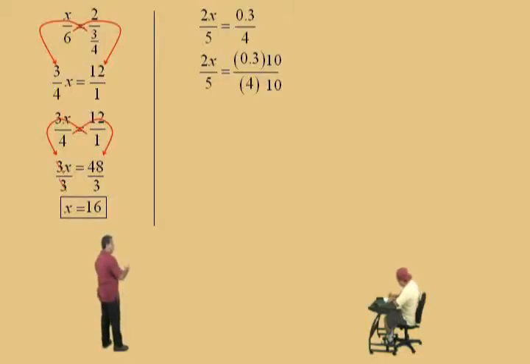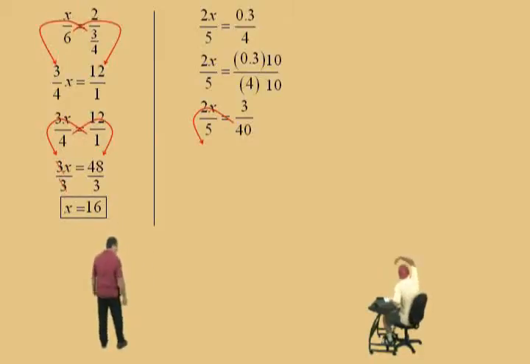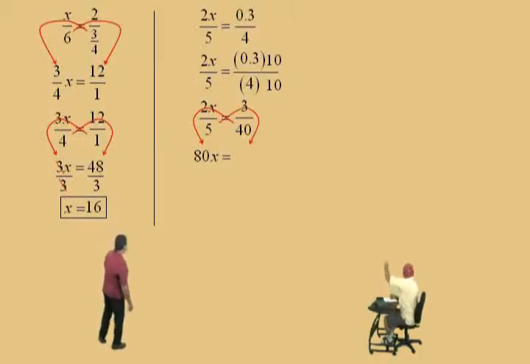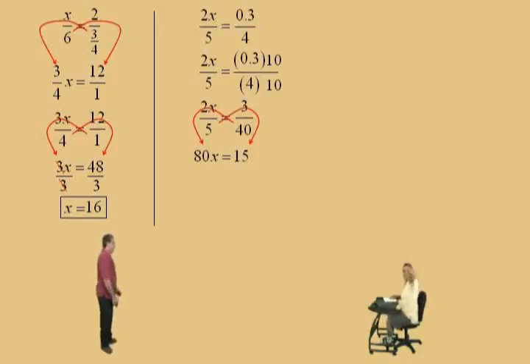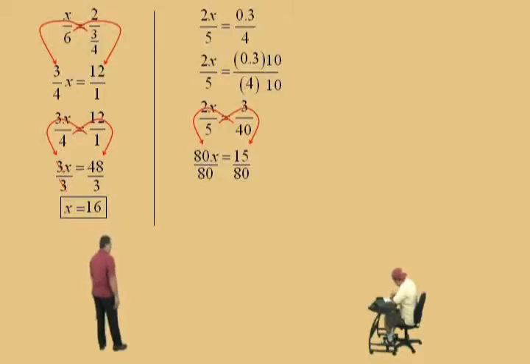So on the right-hand side, what's 0.3 times 10? 3. And 4 times 10? 40. There we go. So now we can easily do this by cross multiplying. What's 40 times 2x, Charlie? 80x. Very nice. 5 times 3? 15. And so how do we solve for x? Divide both sides by 80, and we get x equals 15 over 80.